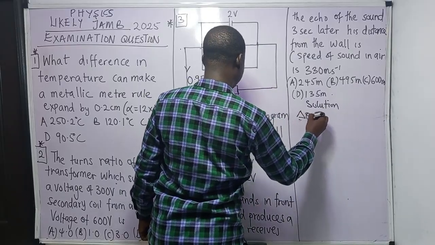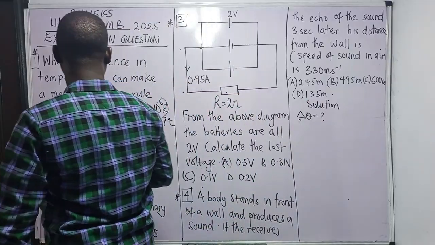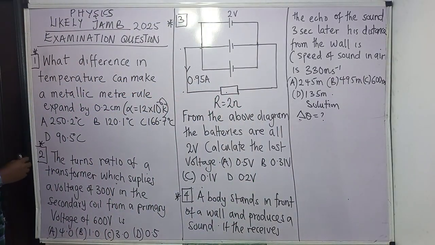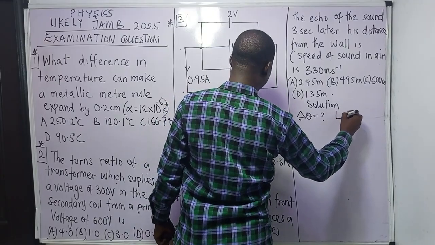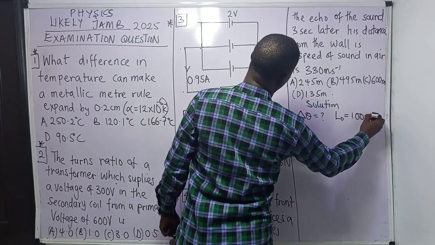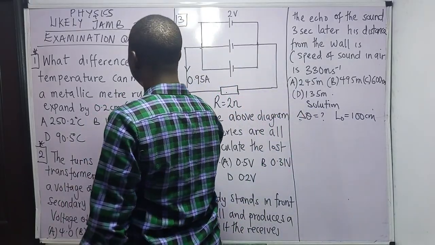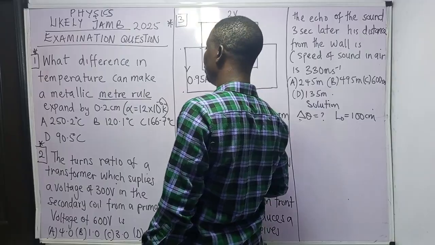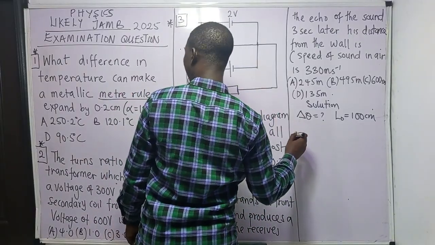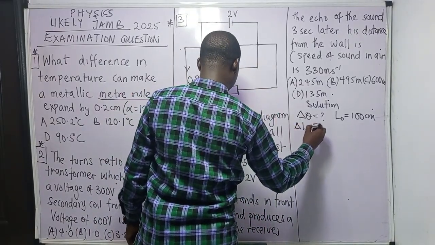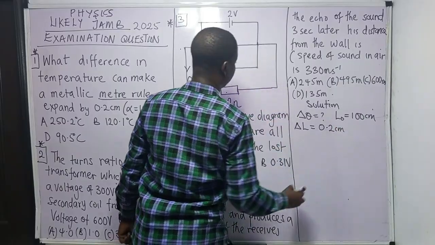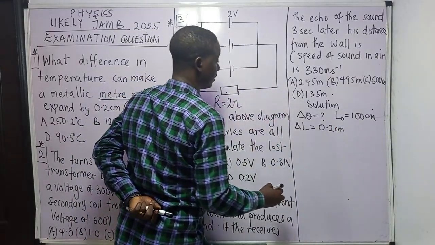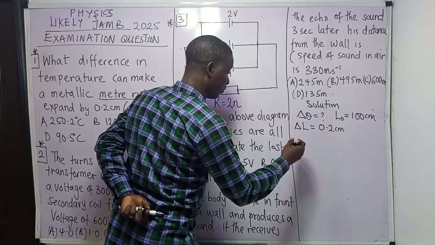Difference in temperature is change in theta. What difference can make a metallic metal expand? A metallic metal. So that means the original length of that metal is 100, because the length of the metal is 100. Then they said to expand by what? Change in L equals 0.2 centimeter.